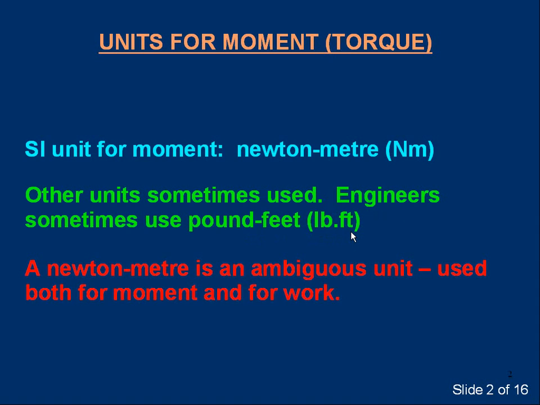What I will mention though is this, that a newton meter is actually an ambiguous unit. It can mean two different things. It's used both for moment and also for work. Now I hope you've met the idea of work or work done already. Let's briefly talk about it.